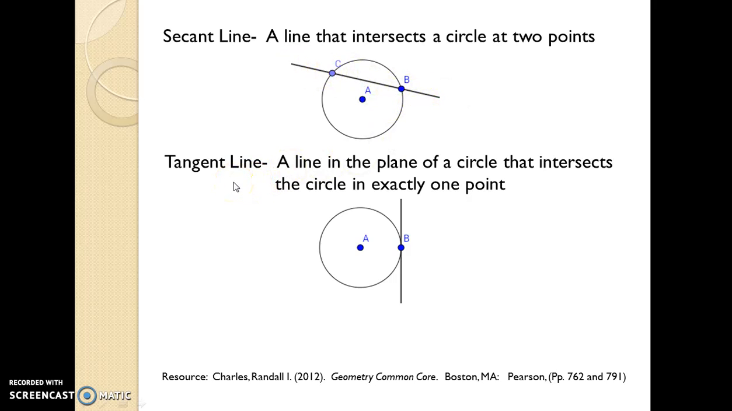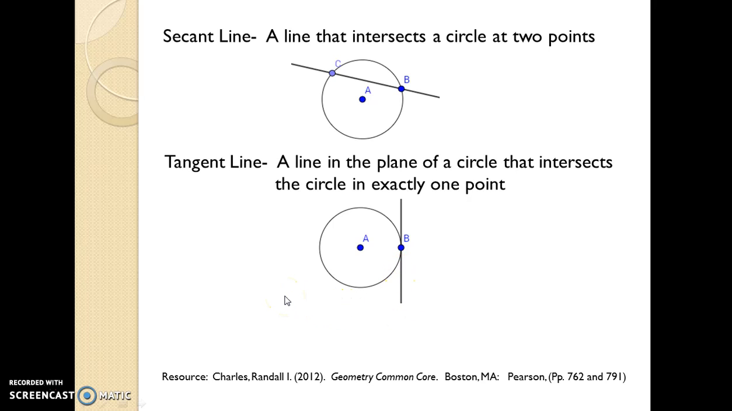The next definition taken from this textbook is that of a tangent line. And the book defines it as a line in the plane of a circle that intersects the circle at exactly 1 point. So again, you can see we have a circle centered at point A. And we have point B that lies on the circle, and since this line intersects that circle at exactly only 1 point, that being point B, this is a tangent line.